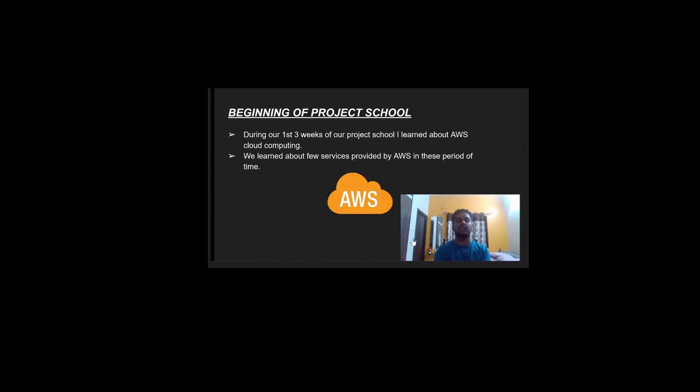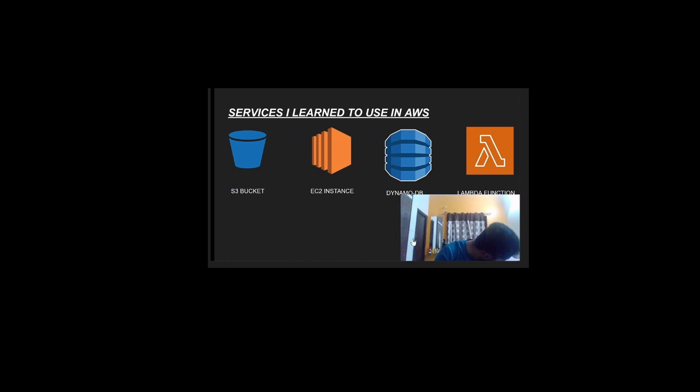So now let us talk about what I have learned during this project school. At the beginning of the project school, during the first 3 weeks, I learned about AWS cloud computing and the services provided by AWS. So let's see what are the services I have learned in AWS. One of the services is S3 bucket, EC2 instance, DynamoDB, and Lambda function. So let me briefly explain each of the services.